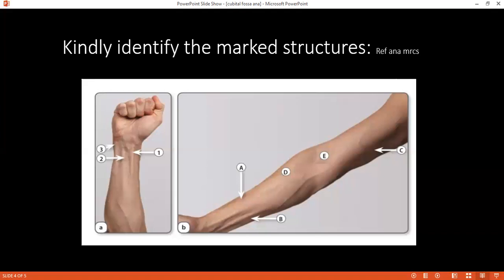What are the structures which pass below the flexor retinaculum? There are the median nerve, flexor digitorum profundus, flexor carpi radialis, flexor digitorum superficialis, and the ulnar muscles, radial artery. Okay.